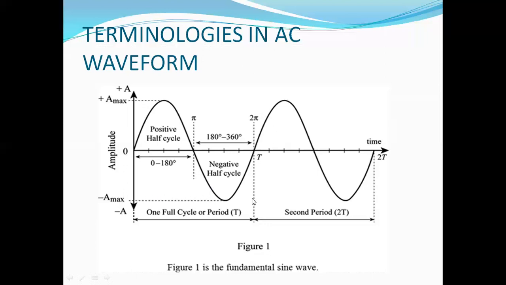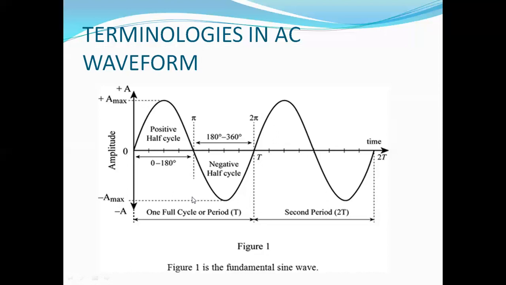Here the time period T is shown. How can we define a time period? It is the time taken by one complete cycle. The time taken by an alternating quantity to complete its one cycle is known as its time period, denoted by T, and always measured in seconds. After every T seconds, the cycle of the alternating quantity repeats.